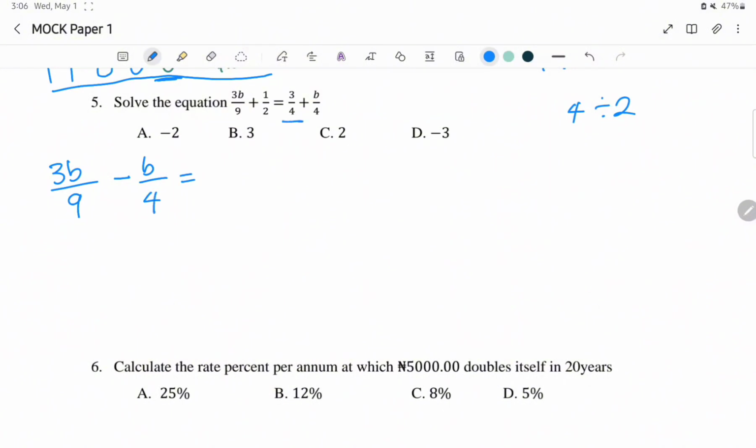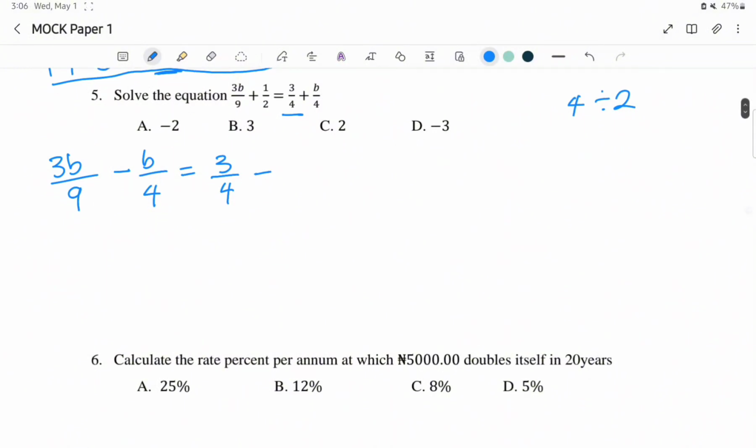we originally have 3 over 4 here. So I'm going to write that first before I now bring 1 over 2 to meet it on the right hand side. So 1 over 2 coming as a positive will become negative on the other side of the equation. So it will be 1 minus 1 over 2. Now we can simplify by finding the LCM. The LCM of 9 and 4 is 36 because it has no common factor. That means the LCM is also the product of the two numbers.